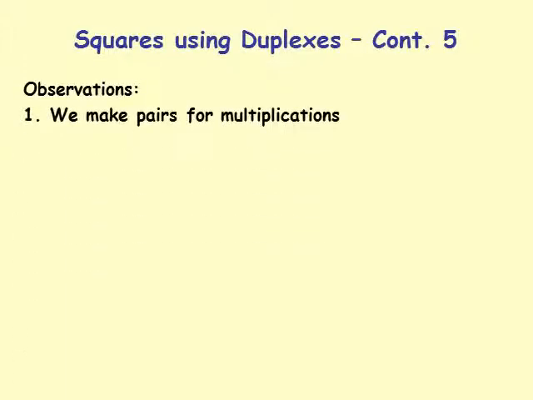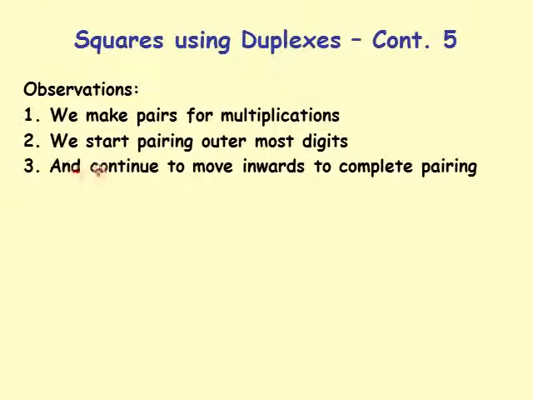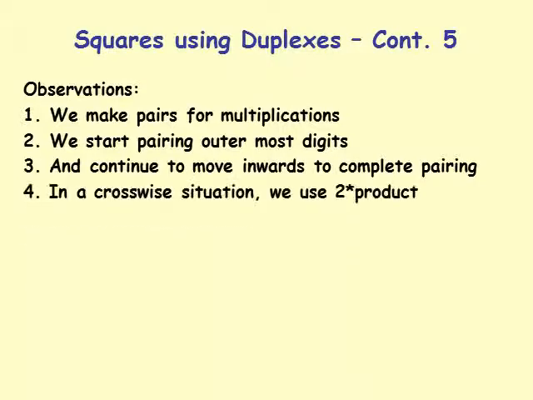Observations. We make pairs for the multiplications. We start pairing from the outside, the outermost digits, then add and continue to move inwards to complete the pairing. In a crosswise situation, we use twice the product. In a vertical situation, we use one times the product.